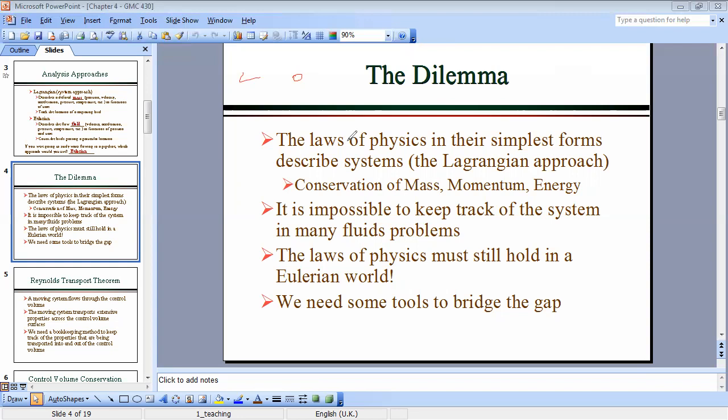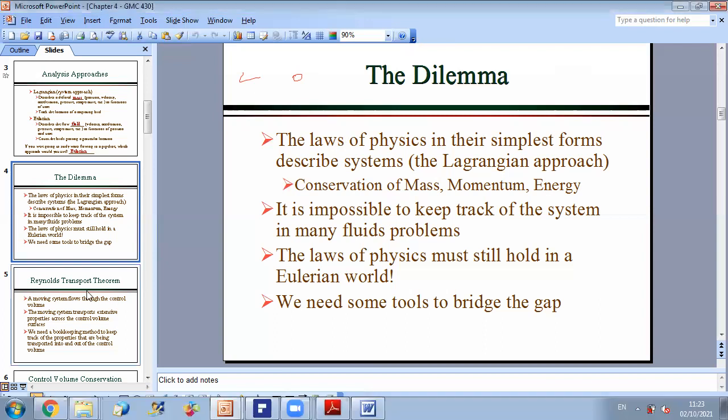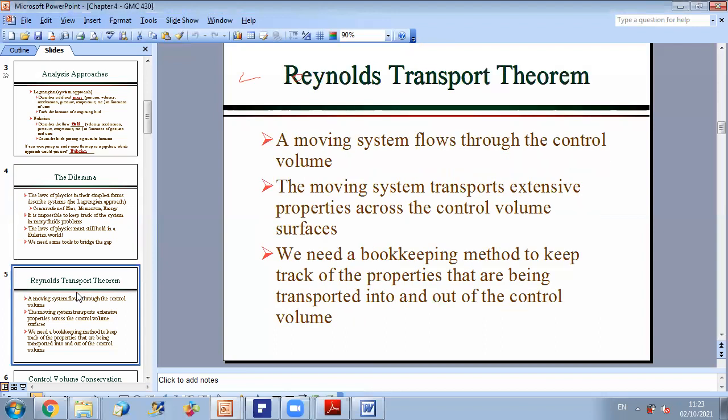Okay. So as we said, we have a certain problem that the laws of physics mainly deal with systems in the Lagrangian approach because they consist of following a certain particle. But in fluid problems, it is impossible to keep track of the system in many cases. This is why we need to connect these two approaches, the Lagrangian and Eulerian one. And what we will do then will allow us to come up with the different conservation laws for fluid problems. From here, we will define what is called the Reynolds transport theorem.